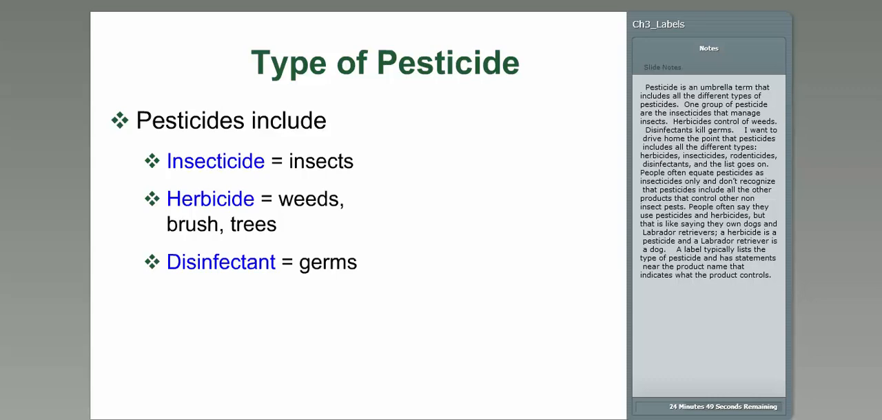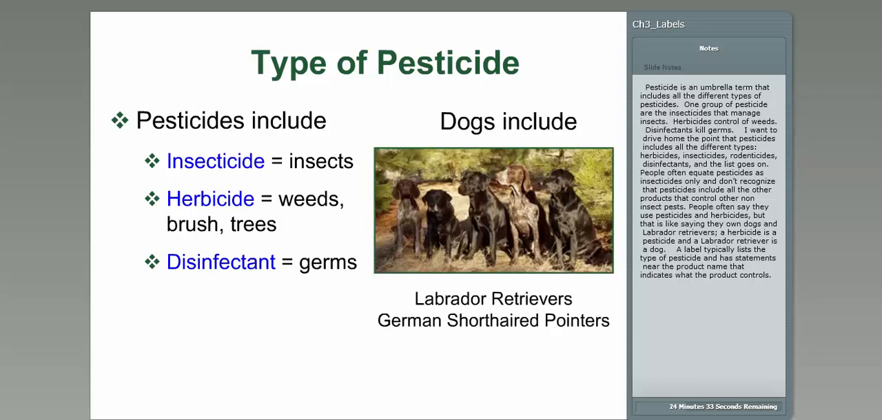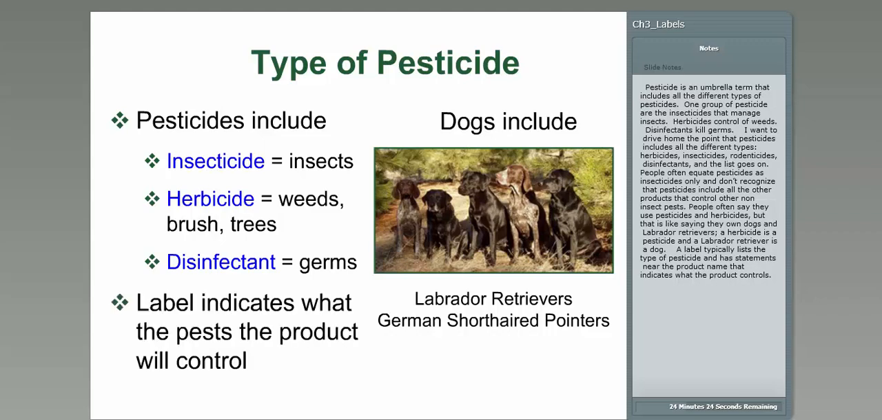People often equate pesticides as insecticides only and don't recognize that pesticides include all the other products that control other non-insect pests. People often say they use pesticides and herbicides, but that is like saying they own dogs and Labrador retrievers. An herbicide is a pesticide and a Labrador retriever is a dog. A label typically lists the type of pesticide and has statements near the product name that indicates what the product controls.